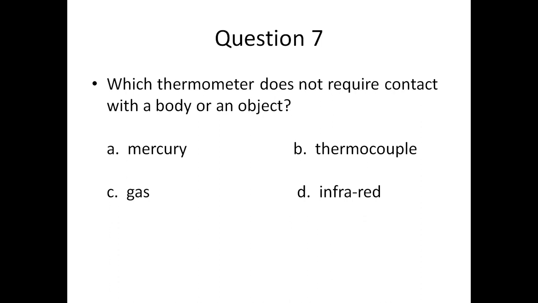Question 7. Which thermometer does not require contact with a body or an object? A. Mercury, B. Thermocouple, C. Gas, D. Infrared.